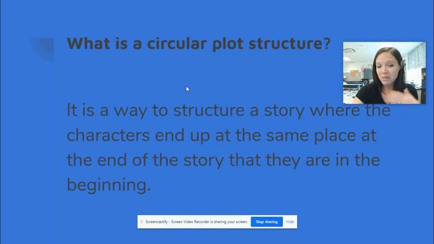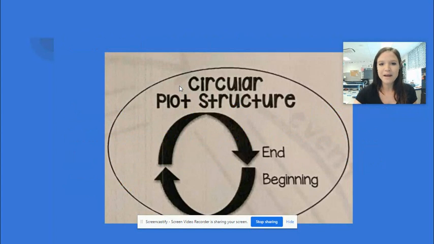Well, pretty simple. It's a way to structure a story, or a way to write a story, where the characters end up in the same place at the end of the story that they are at the beginning. So you want to think of a circle. It kind of makes sense, a circular plot structure. At the beginning, they're somewhere, and then at the end, they find themselves in the exact same situation or scenario. So let's take a look at what that might look like.